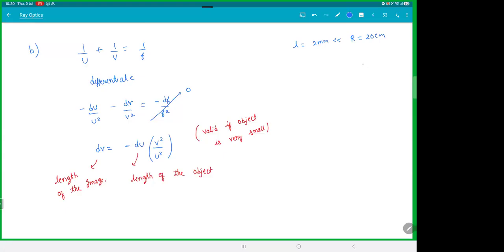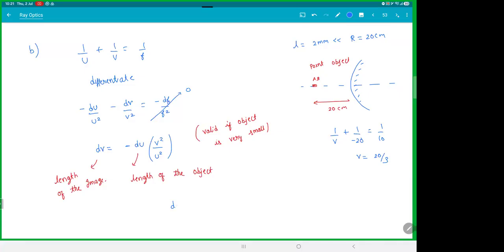So first, let's find the v value there. This is how the picture would look. The rod is so small, you can treat it like a point object, which is at a distance of 20 centimeters. So 1 by v plus 1 by u is equal to 1 by f. So v will be 20 by 3.